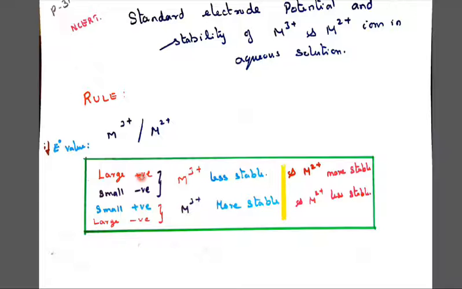So consider a set with both positive and negative values given. Among these, you should find which has the largest positive value and which has the smallest negative value, and then find out whether M3+ or M2+ is stable. The rule: large positive and small negative means M2+ is more stable, and small positive and large negative means M3+ is more stable. The rest automatically gives the opposite answer. Learn this rule by heart. Let us see one example.